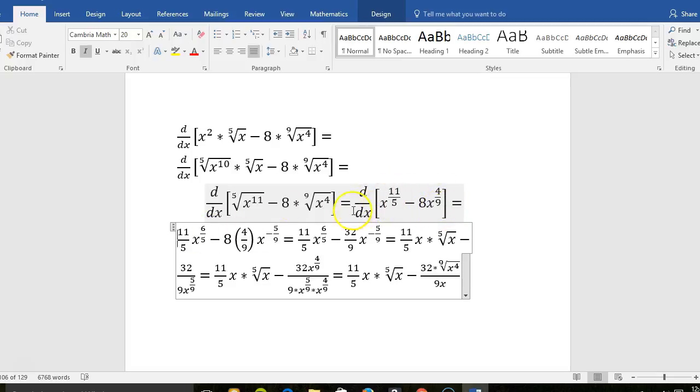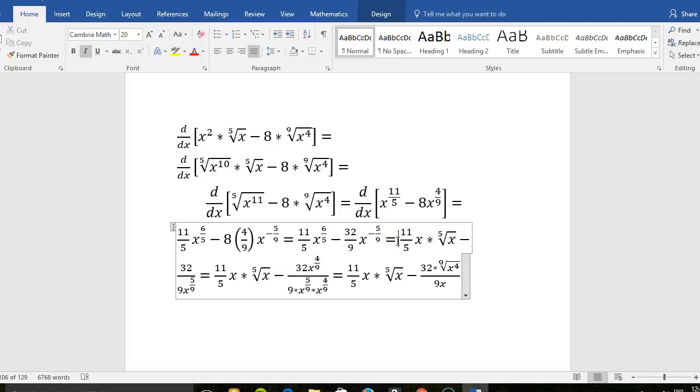We get the 11/5 comes down, 11/5 x to the 6/5, because remember, 11/5 minus 1 is 11/5 minus 5/5, which is 6/5. And then that 8 just sticks on. We bring the 4/9 down and it multiplies into that 8. Then I subtract 1 from 4/9 and get negative 5/9. Remember, this 8 multiplies this 4 and I get 32, so that's just 32 over 9. We don't mess with the 9. So I get minus 32 over 9, x to the same power.